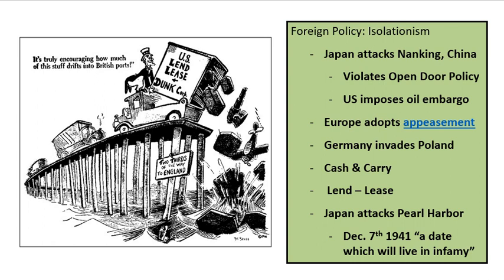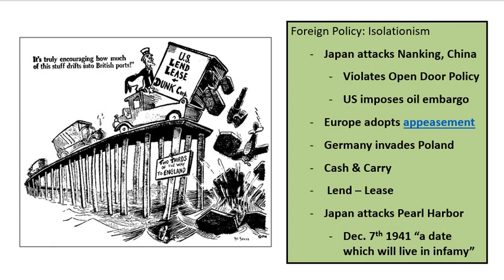From world history, you might remember reading stories about the rape of Nanking. This is when that is happening. So that violates our open door policy where everyone was supposed to have equal access to China, right? And so to punish the Japanese, we're going to impose an oil embargo so they can't get any oil from the United States. Right. Europe at the same time is adopting appeasement.